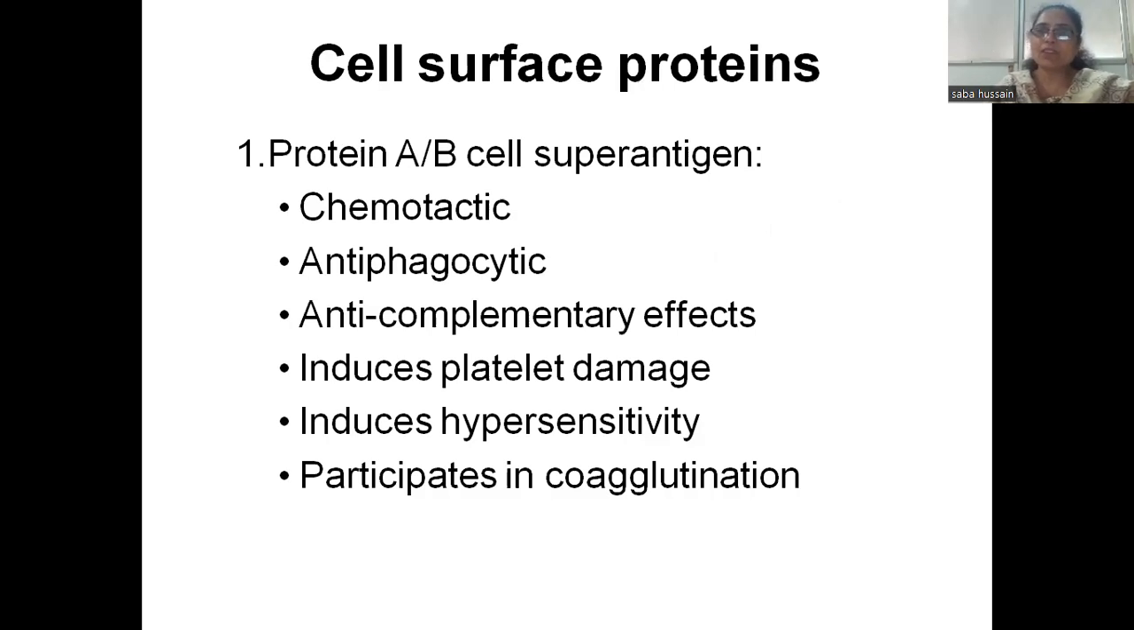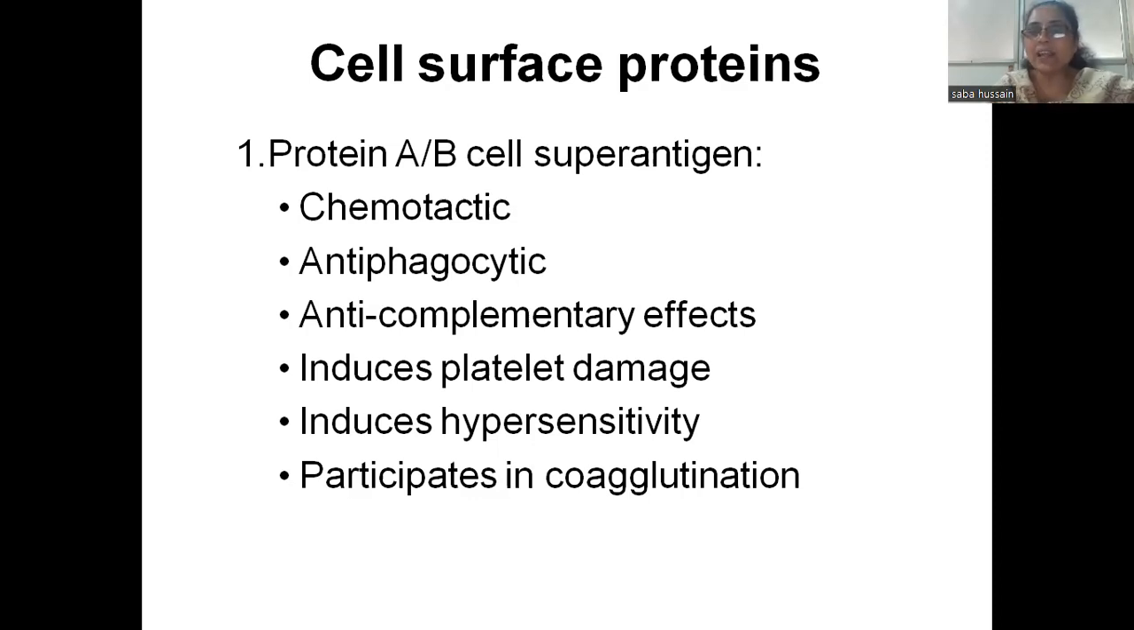Another virulence factor is cell surface proteins. These cell surface proteins are present on this bacteria, and this is named protein A. It is also called a B cell superantigen. Why B cell superantigen? B cell superantigen means it helps in proliferation of B cells, high multiplication of B cells, which is not required. Anything which is more than required is also a problem.